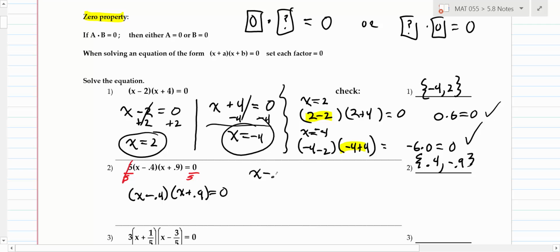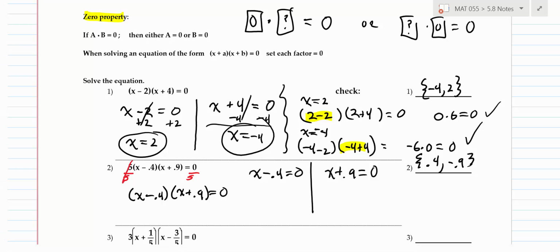Anytime that you need to write the step out, the step that you're really doing is you just basically take each factor, set it to 0, and solve each equation. Don't worry about the 5. The 5 doesn't have a variable in it, so it doesn't make any difference on the solution.